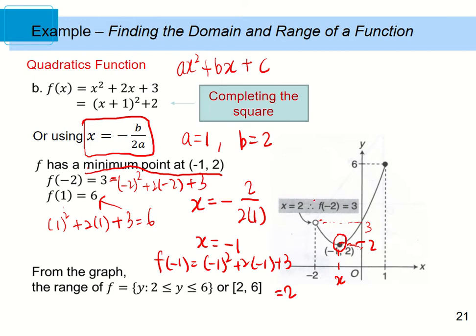So finally, we can compare these 3 points. The lowest point is 2, and the highest point is 6. We can say that the range of y will be greater or equals to 2, smaller or equals to 6. Or we can write in this form.